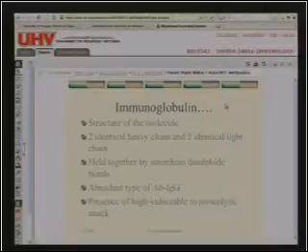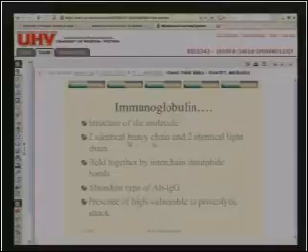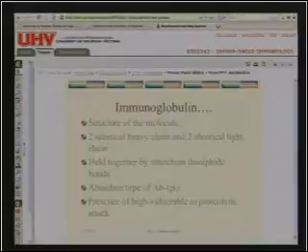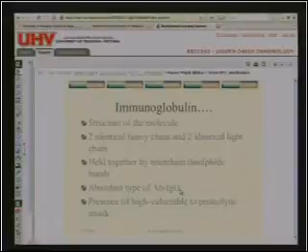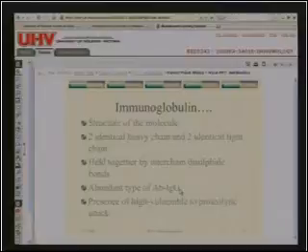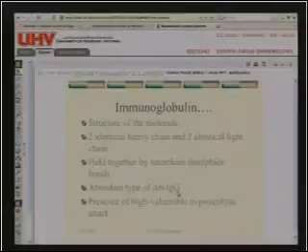So the structure of the molecule is two identical heavy and two identical light chains, held together by interchain disulfide bonds. I'm summarizing this. The predominant type of antibody is IgG. This is the one which you should understand. As I mentioned before, there are several types of antibody in our system. The majority type in our blood is IgG.